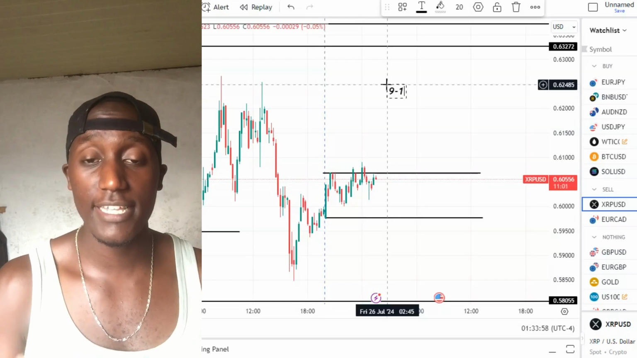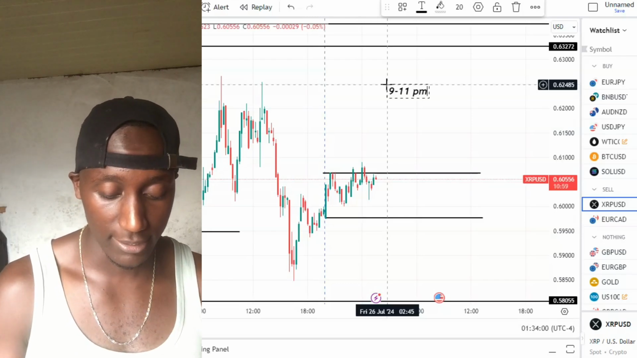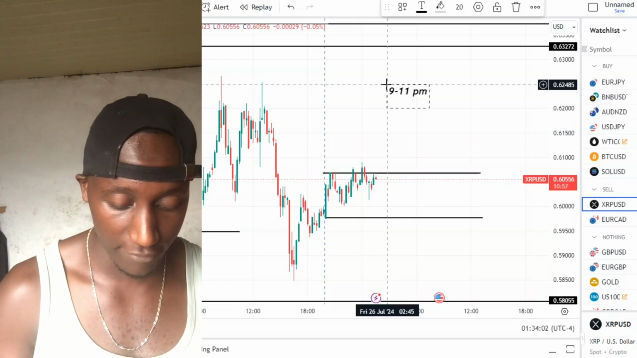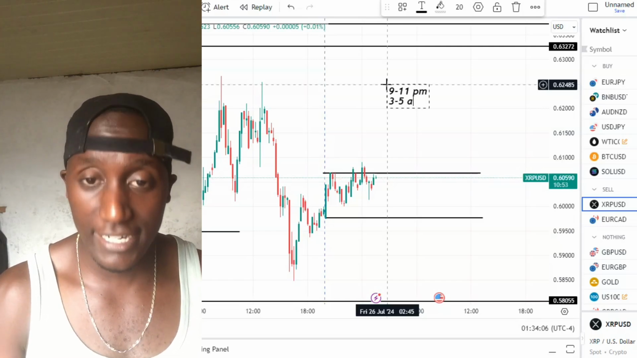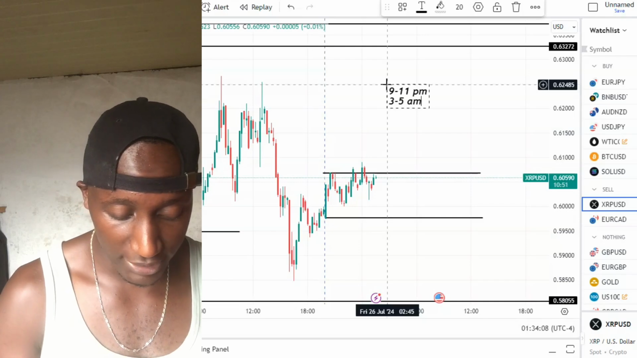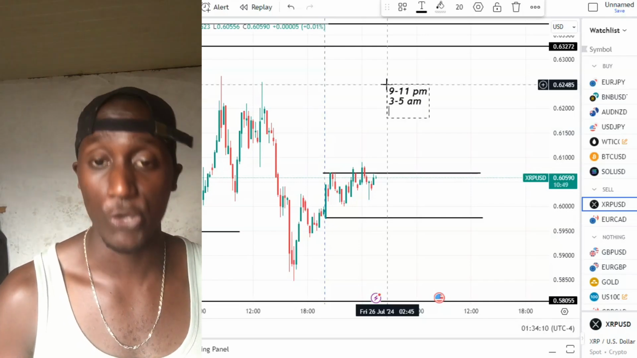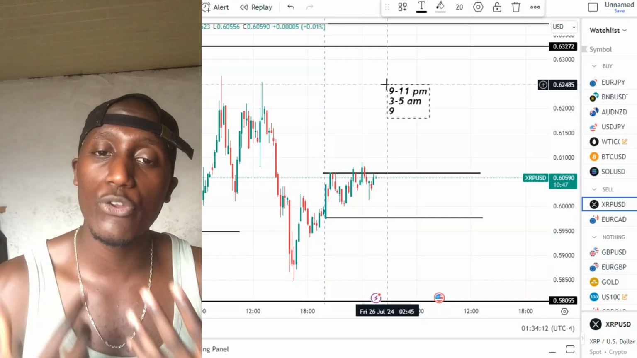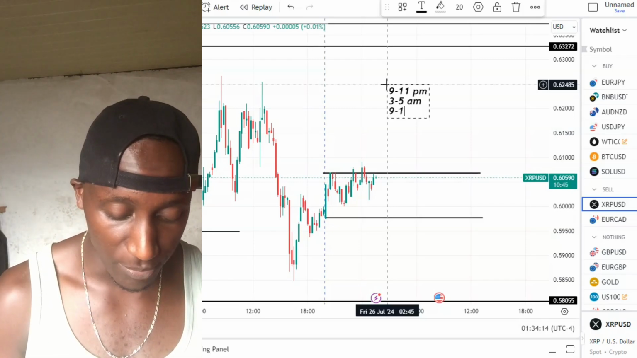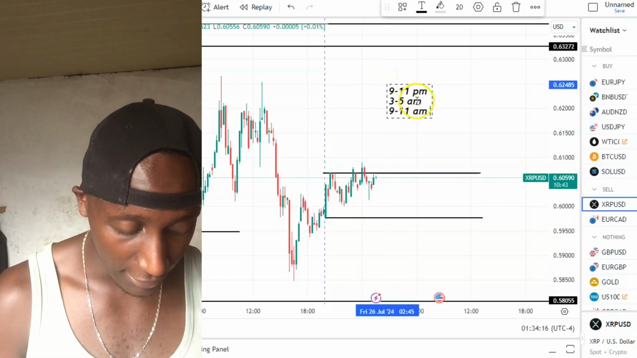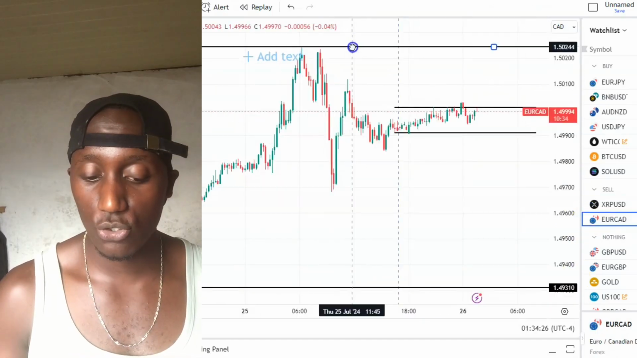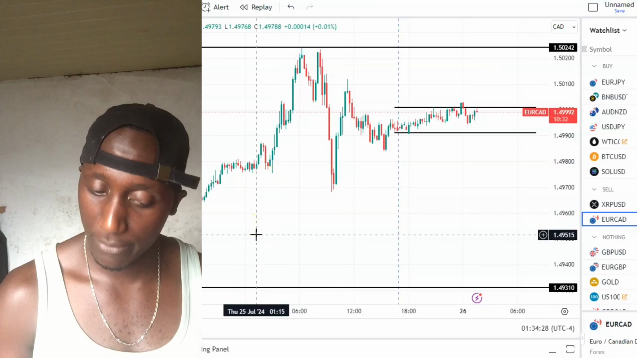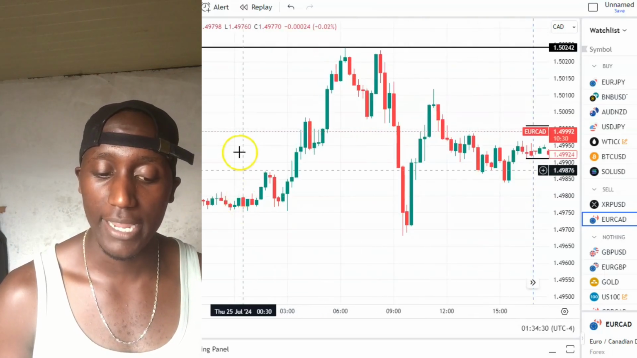So for Asia, the time that I personally look at the markets is between 9 and 11 p.m. New York time. And then for London, we look at the markets between 3 and 5 a.m. New York time. And then for New York, we look at the markets between 9 and 11 a.m. New York time.